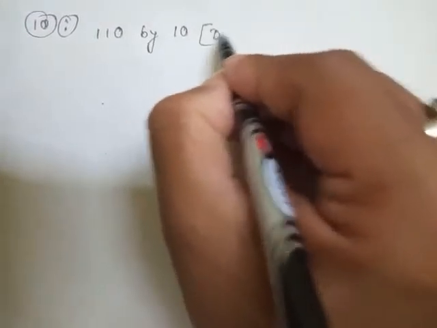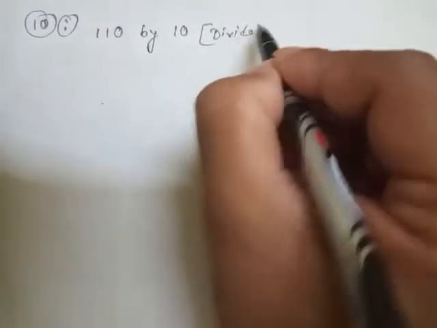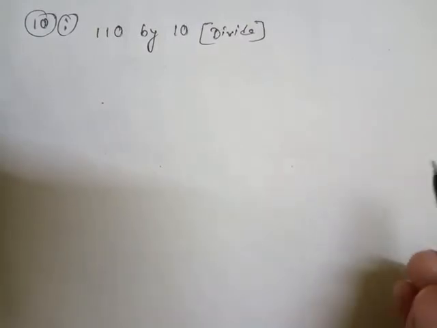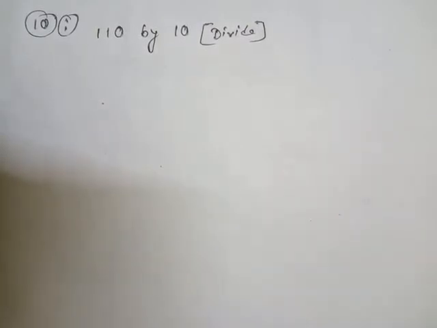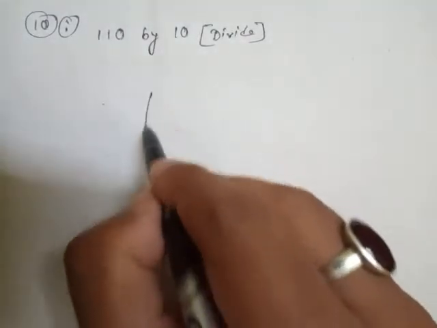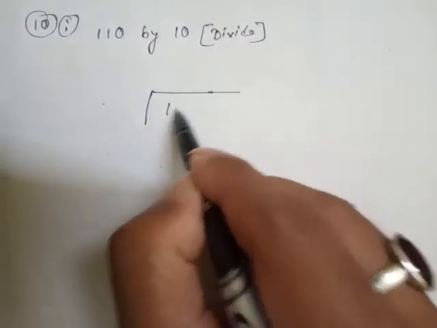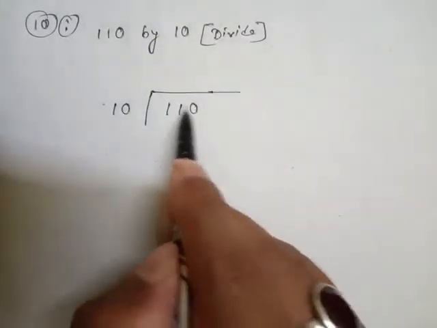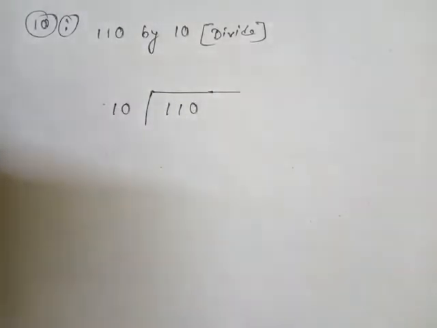I'm writing here divide, which means we have to divide this one. Now let's have a look how to solve this one. Division will be taking place according to the rules of division. So here I will write like this. There is 110 and there is 10, which means this part is dividend and this is divisor.